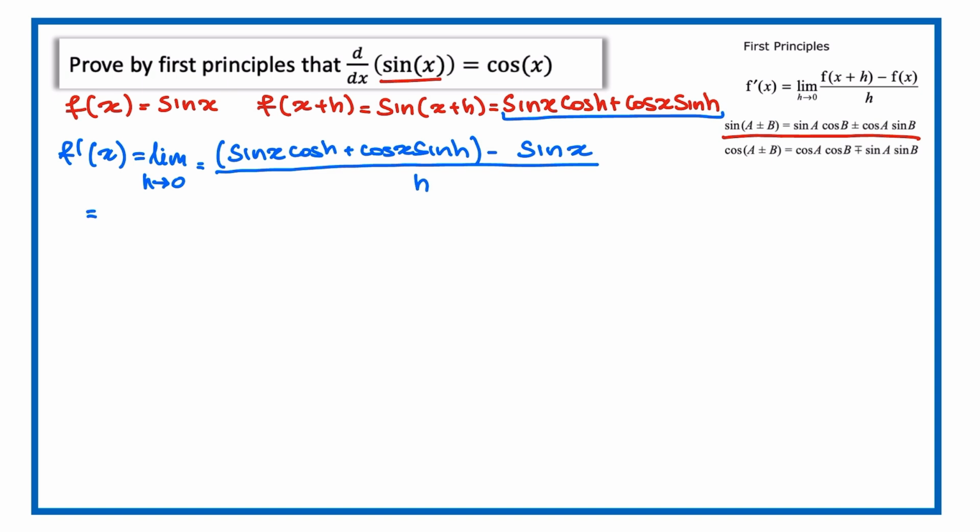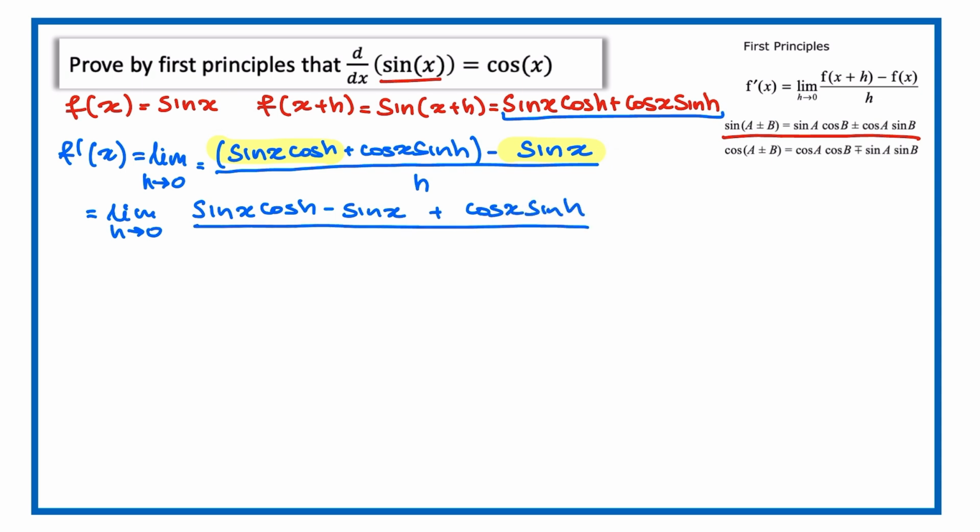So the next thing I'm going to do is get all the sine x together and everything that does not have a sine x separately. So again, the limit as h goes towards 0. In this case, the terms I'm going to get together are this part and this part, as they both have sine x. So I can rewrite this as sine x cos h minus sine x plus, I can keep the other part the other side, which will be cos x sine h all over h.